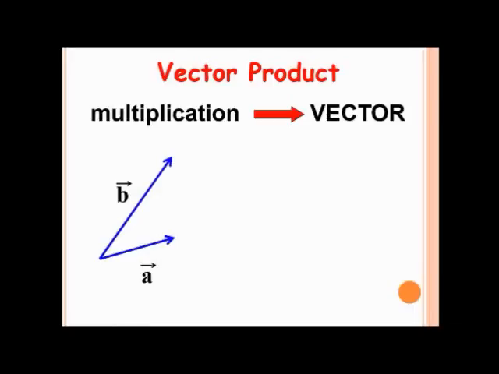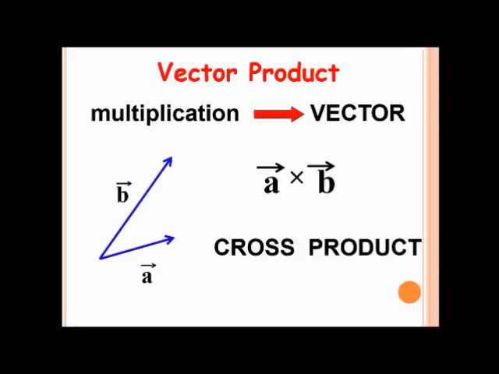Now we need to multiply two vectors and get the result. Suppose we write it in this manner, A cross B. There are two products, the scalar product and the cross product. The scalar product is otherwise known as the dot product also. So first of all we will start with the cross product. This is A cross B, which is known as the cross product.